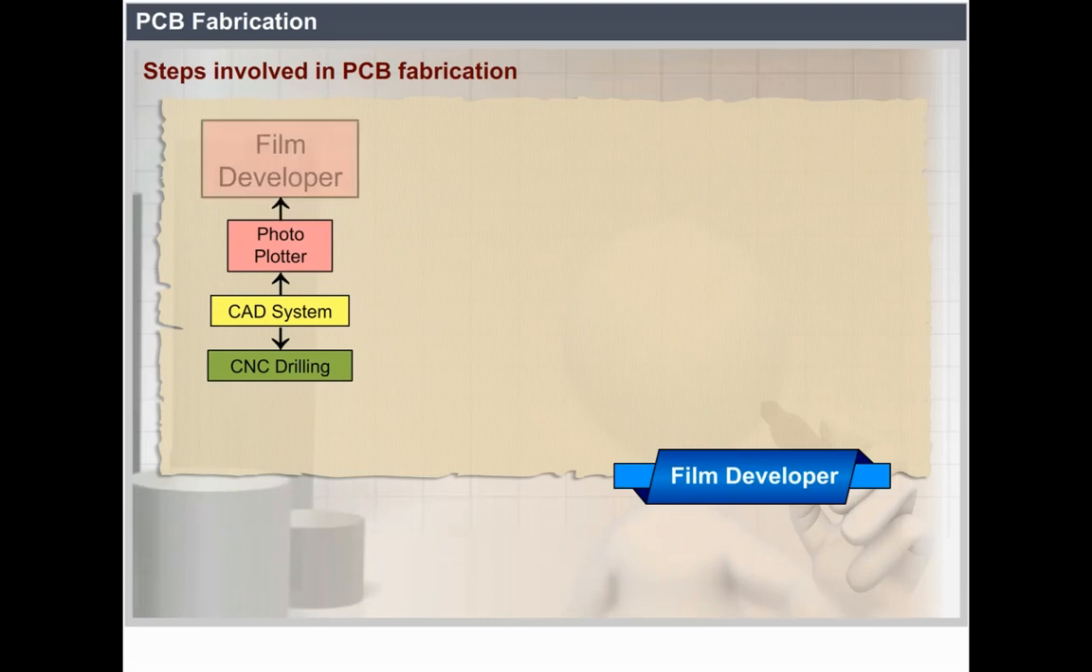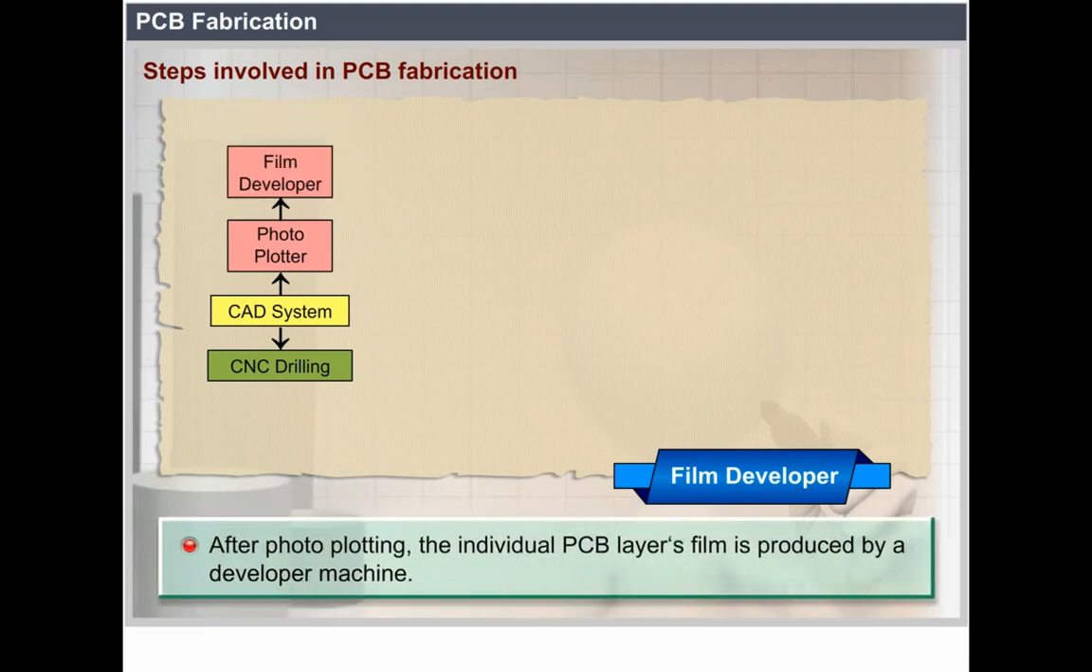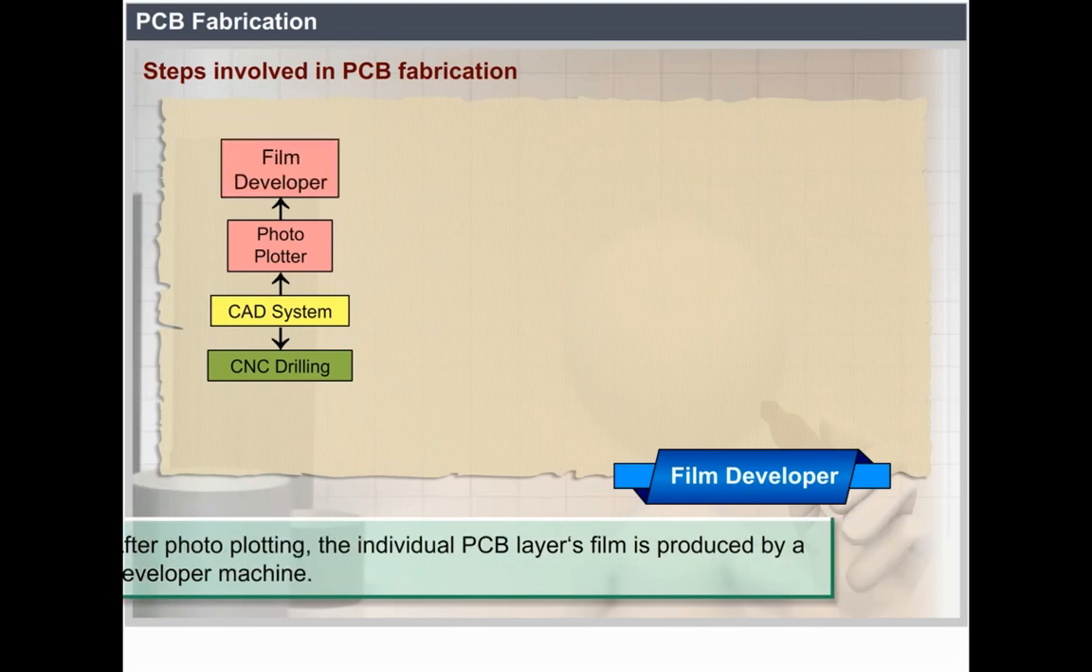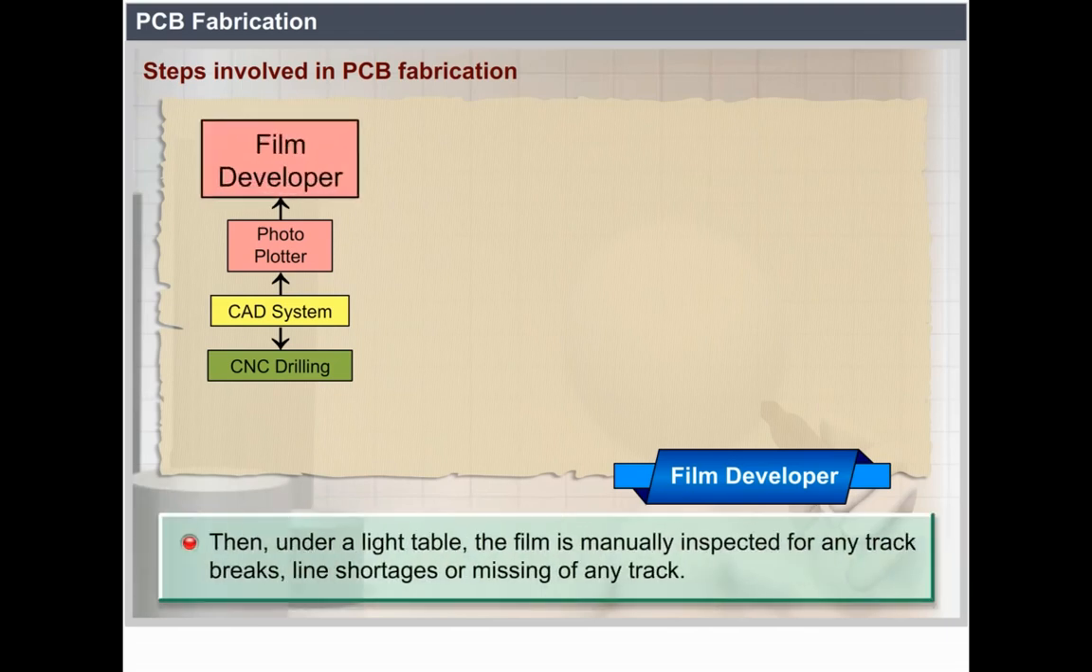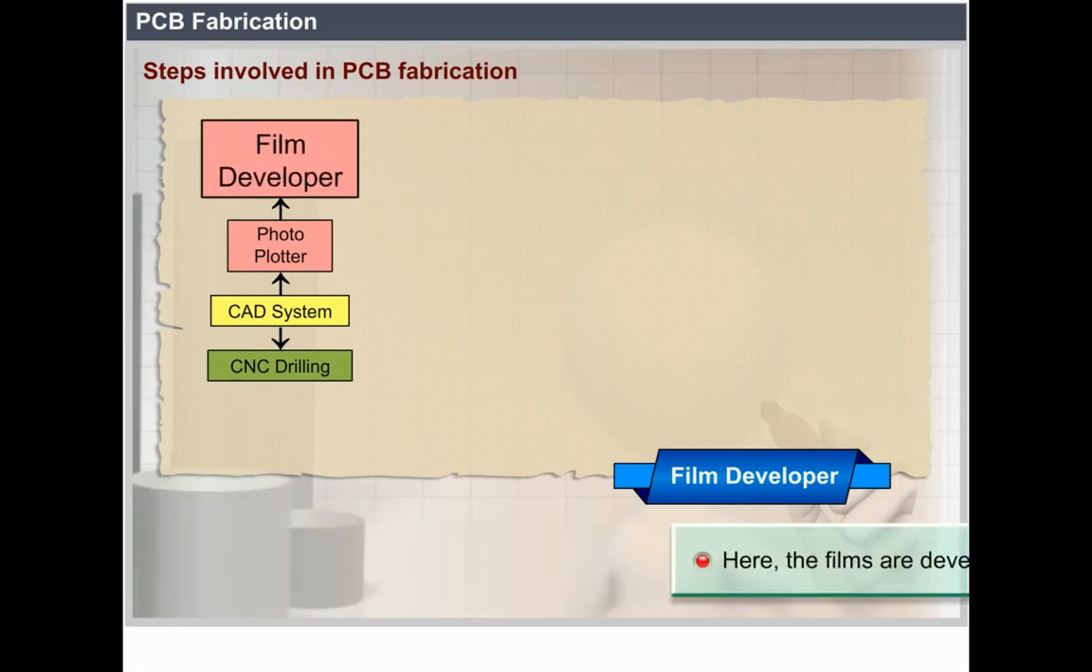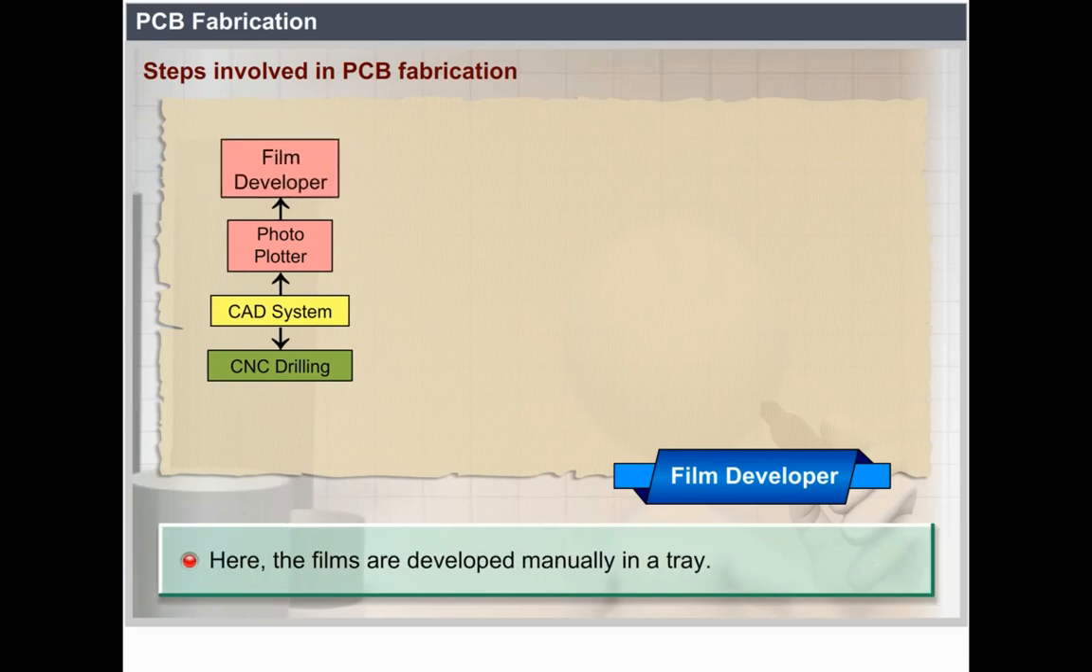Film developer. After photoplotting the individual PCB layers, film is produced by a developer machine. Then, under a light table, the film is manually inspected for any track breaks, line shortages, or missing of any track. Here the films are developed manually in a tray.